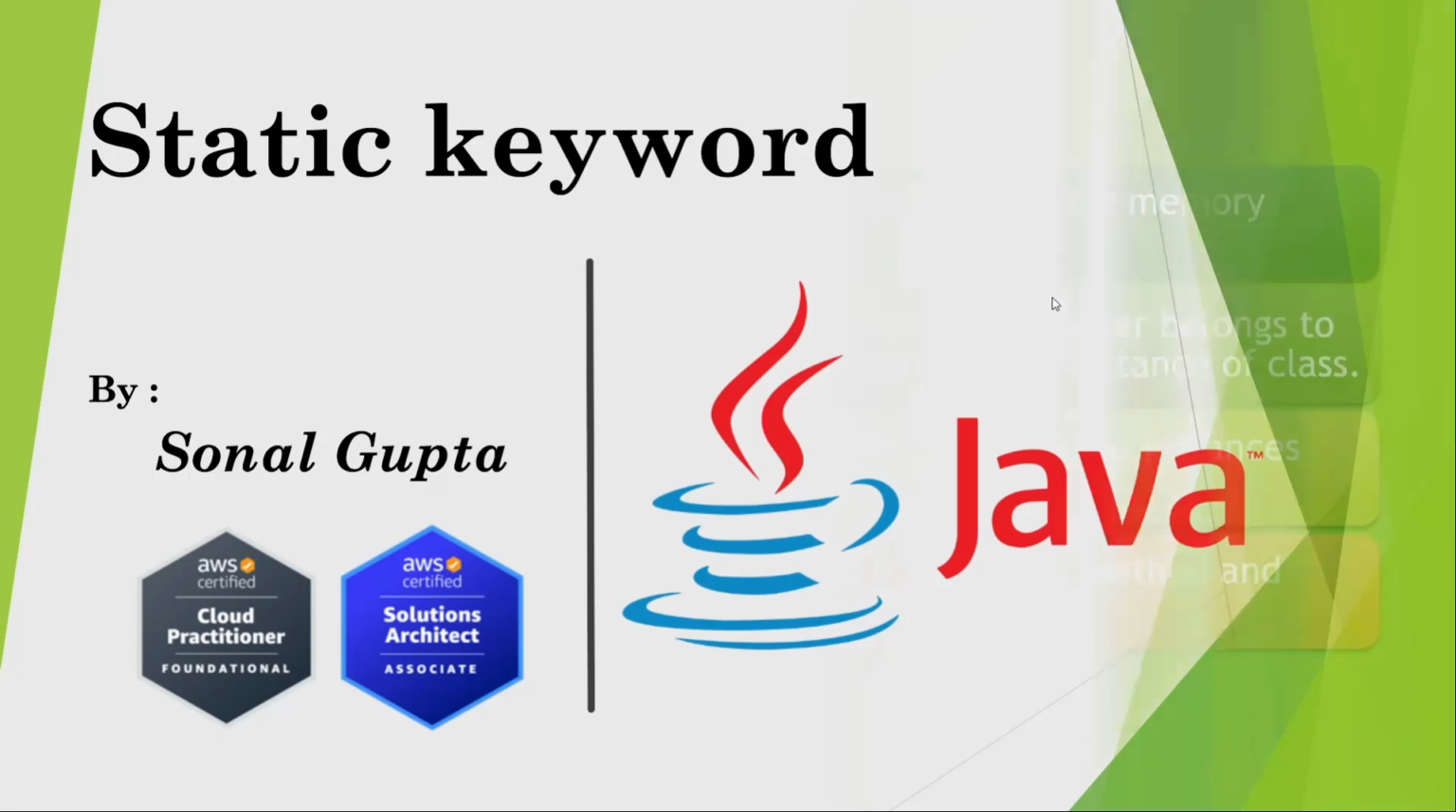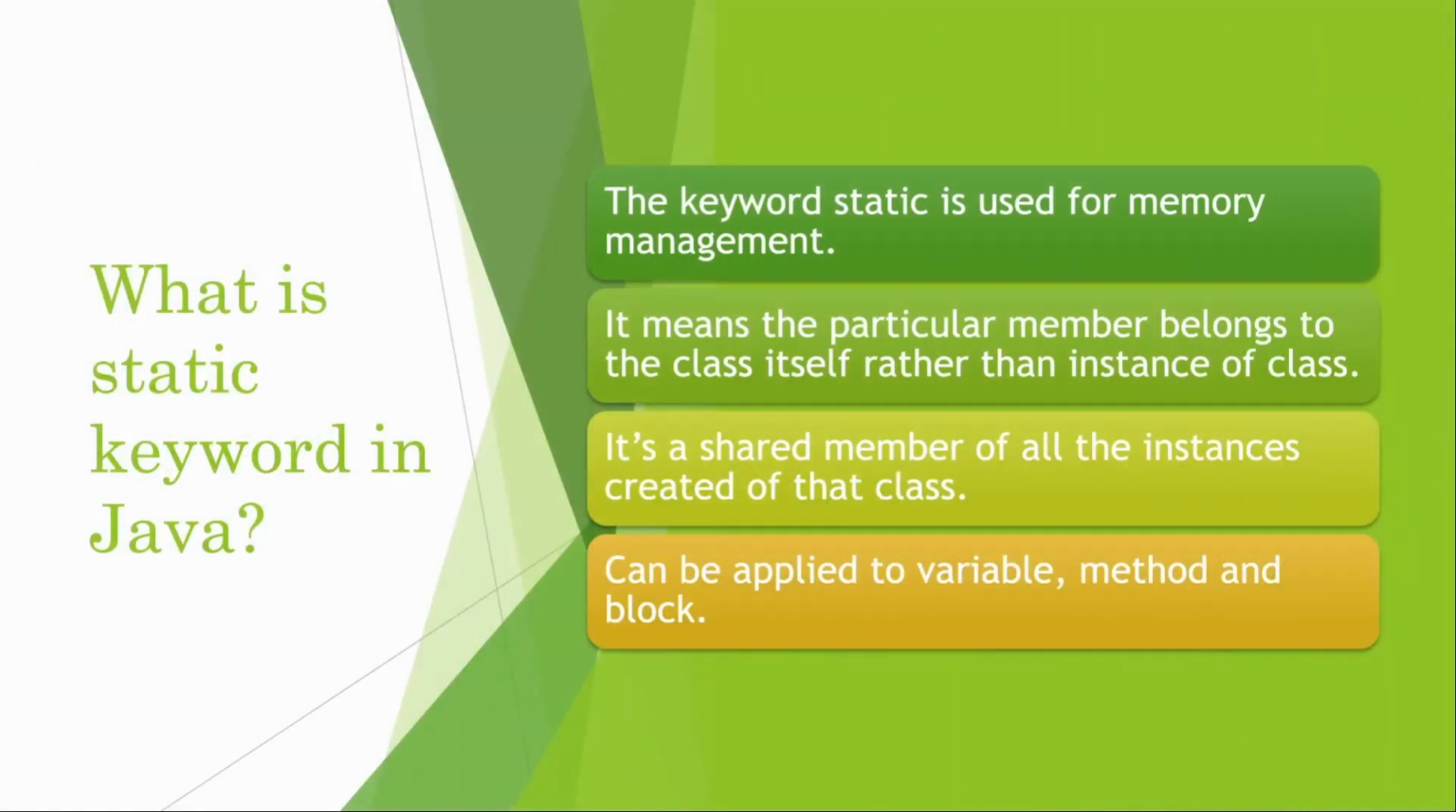So let's start. So what is static keyword in Java? Static keyword in Java is used mainly for memory management, and it means that the particular member belongs to the class itself and it will be like a shared member of the class. I'll show you this in a diagrammatic way also. It can be applied to a variable, method, and a block.